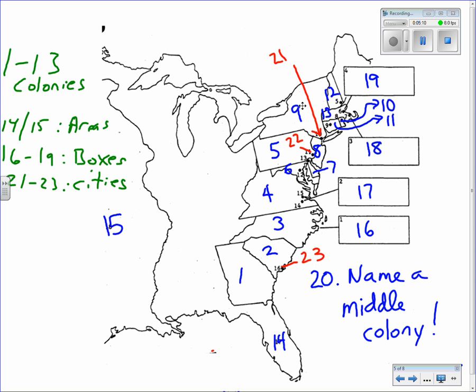And at the end, I'll give you a chance to go through the spelling real quickly. 23 is pointing towards Charleston, South Carolina, one of the major ports, cotton and tobacco shipping ports in the South.